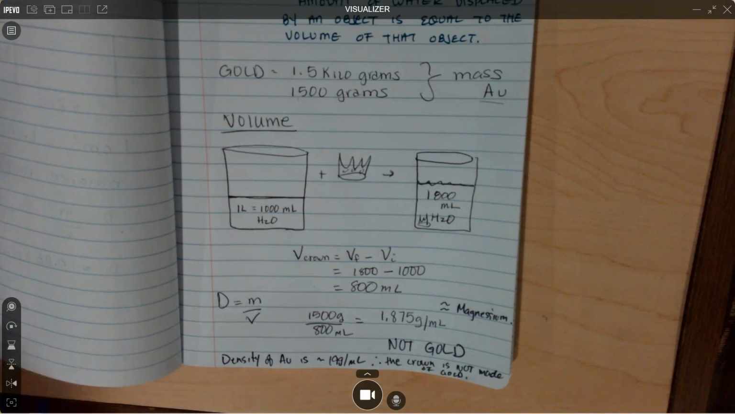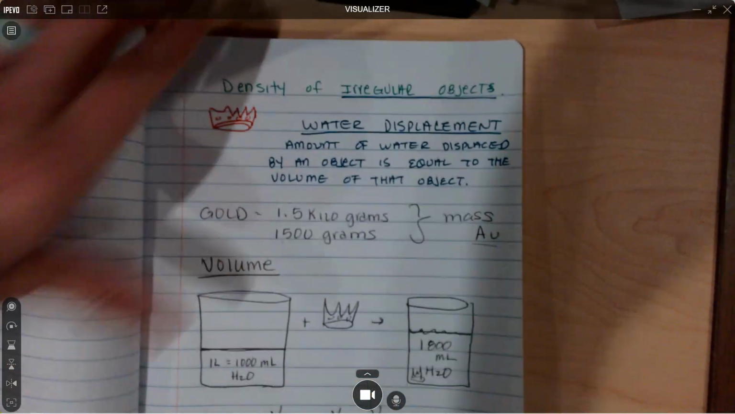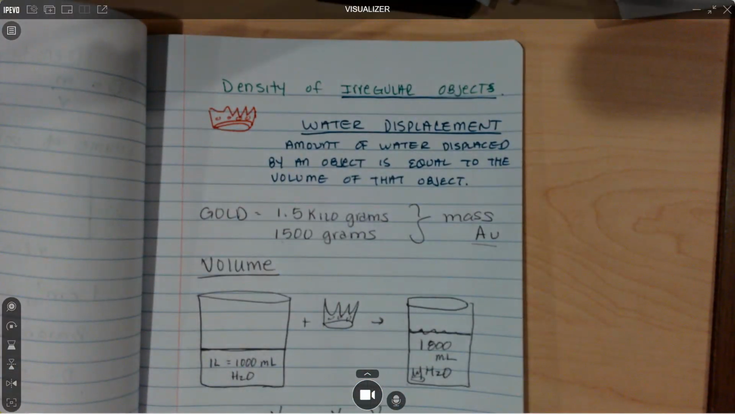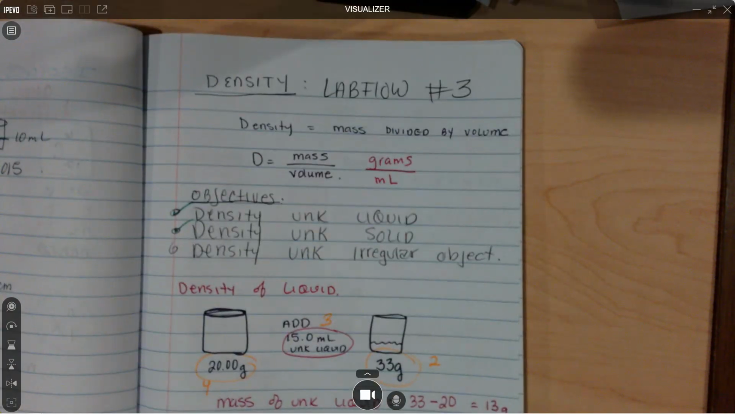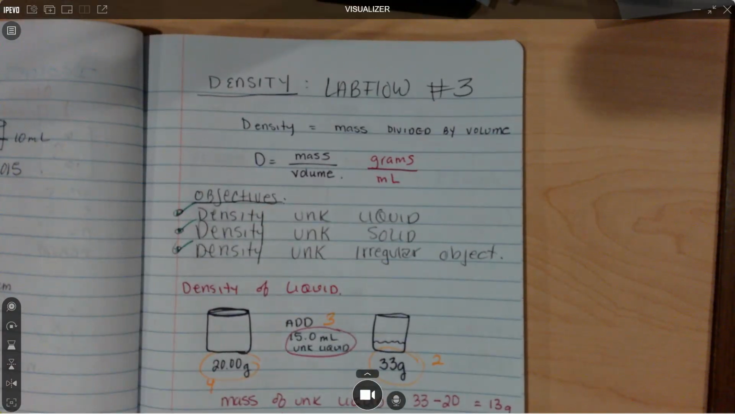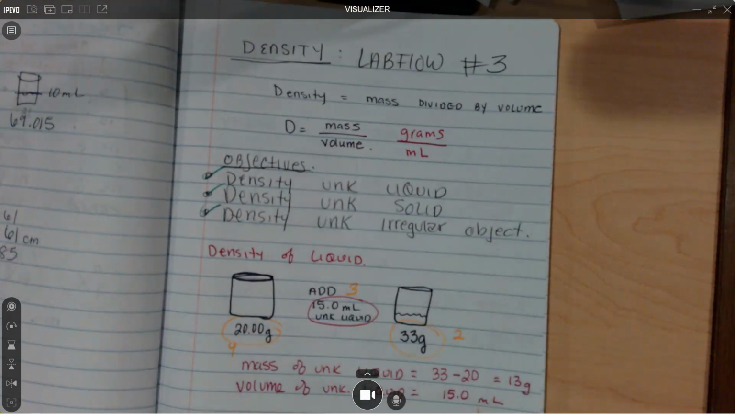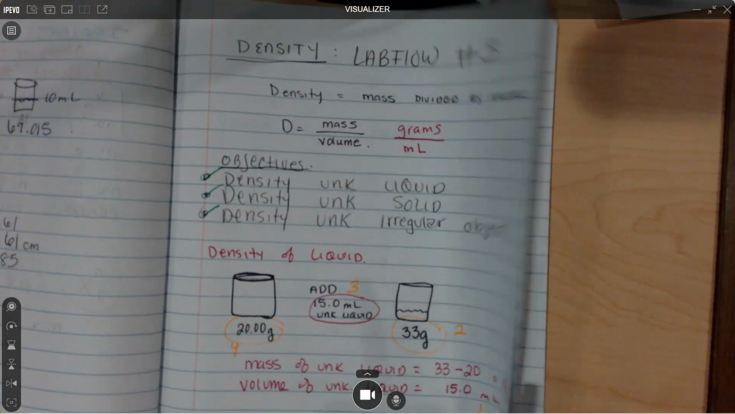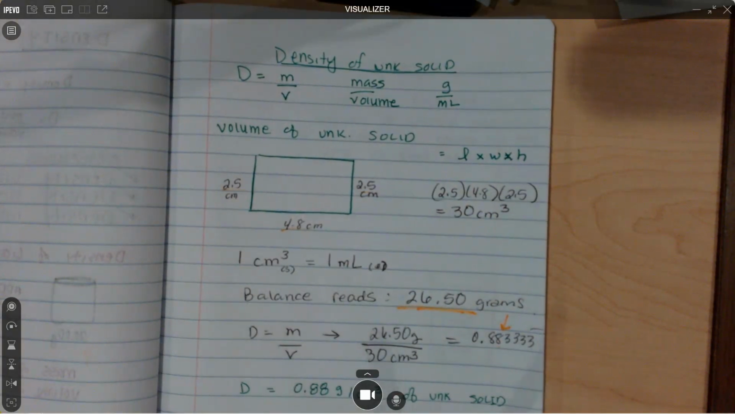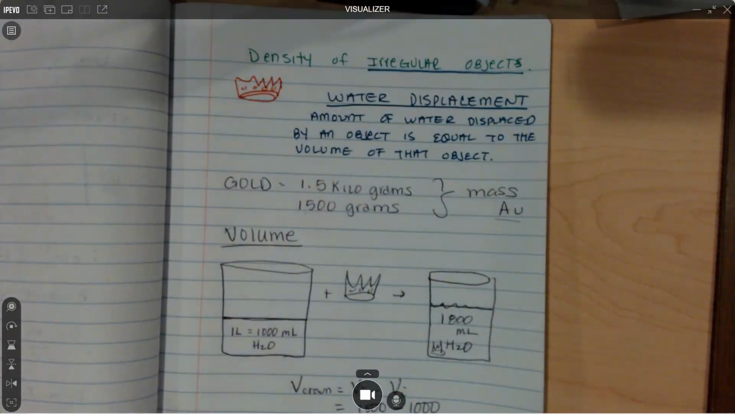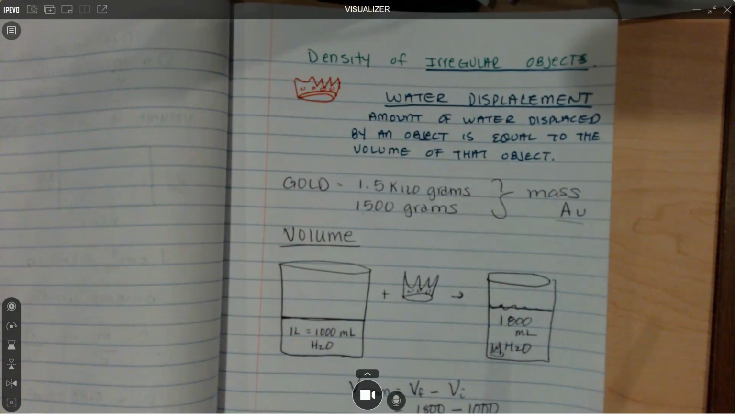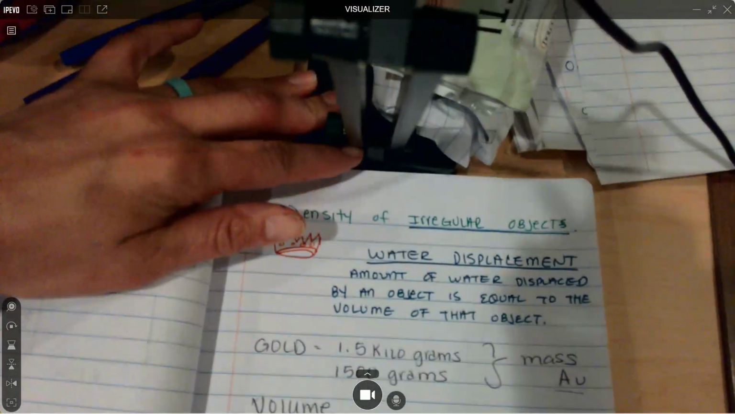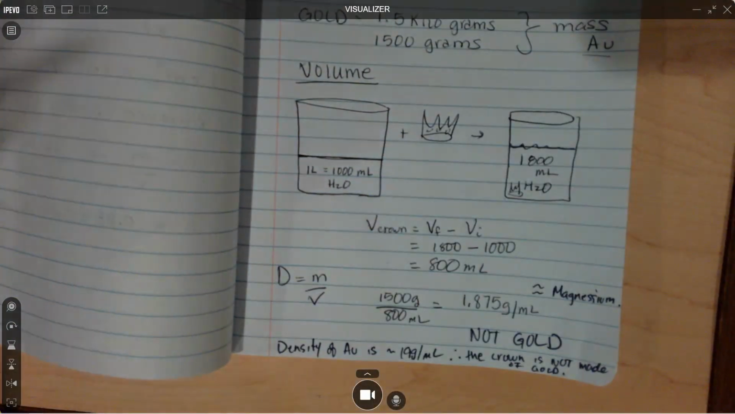All right, you guys, I really hope these videos on calculating densities helped. We have finished here. We had the density of an unknown liquid, the density of an unknown solid, and we got the density of an irregular shaped object. And we calculated that density in many different ways.